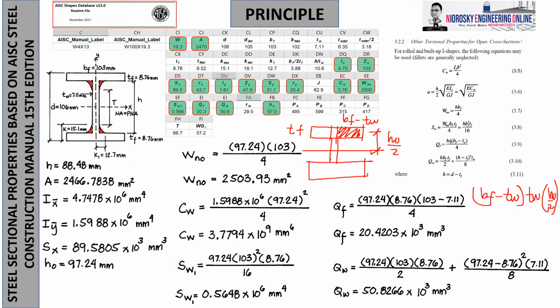Of course, it should be over 2, I forgot. This is BF of minus TW over 2. It's half, sorry. So therefore, it will become like this. Correct, they are the same.